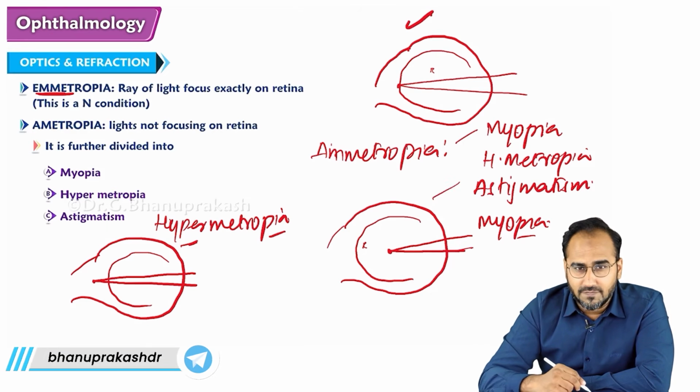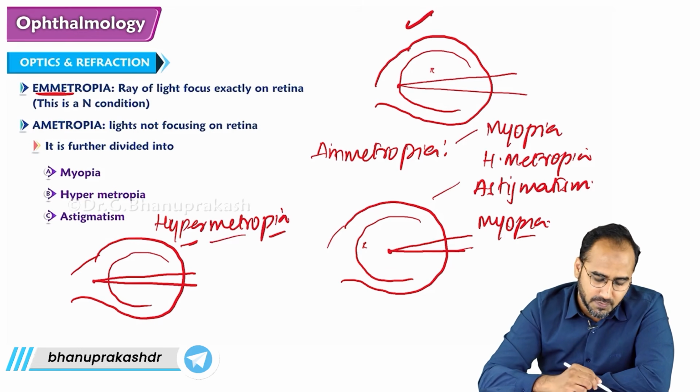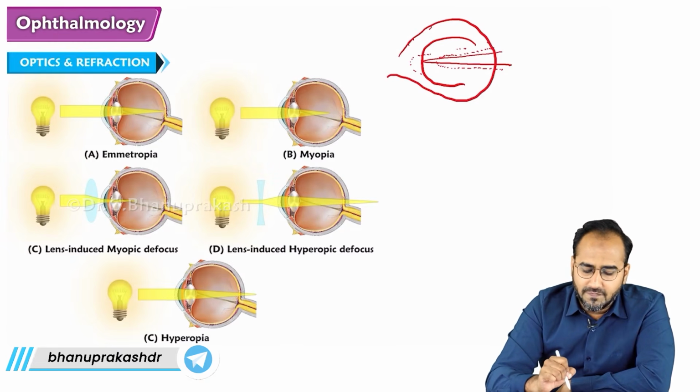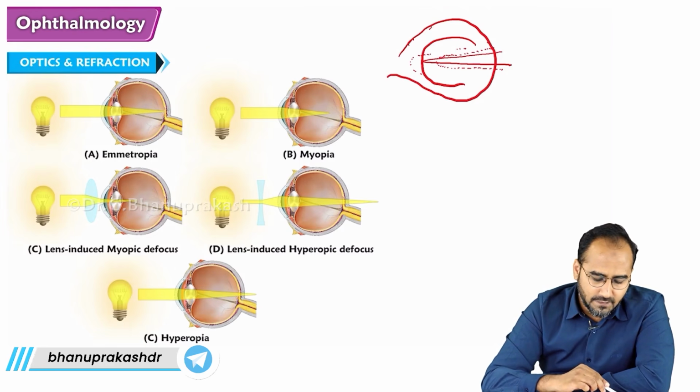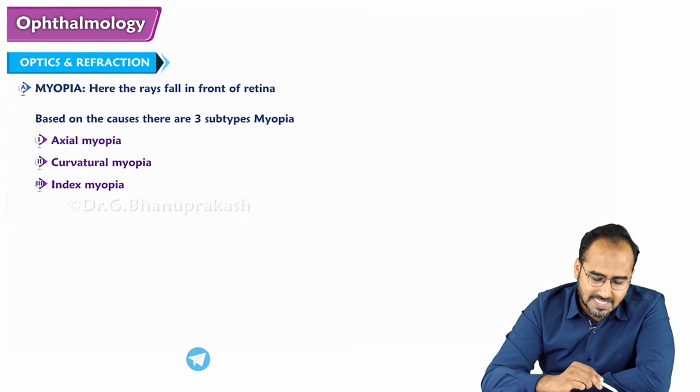Light rays traveling from infinity focusing behind the retina, that is hypermetropia. Astigmatism, that is, two different foci of light rays being formed, is called astigmatism.